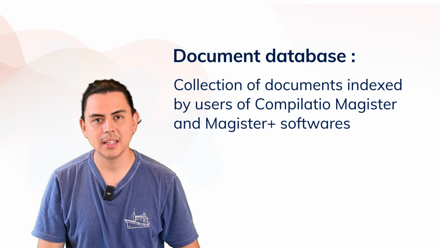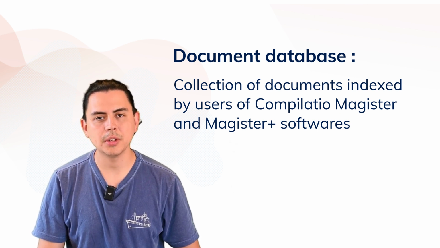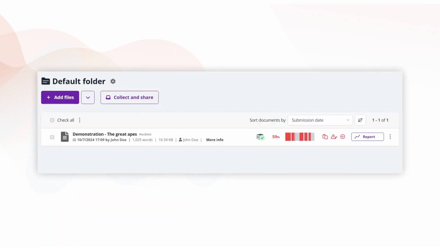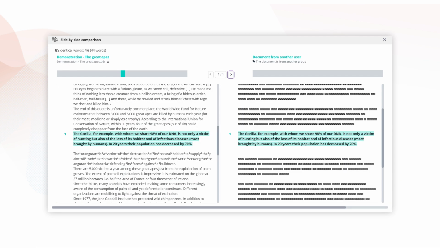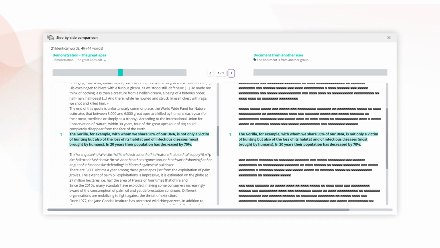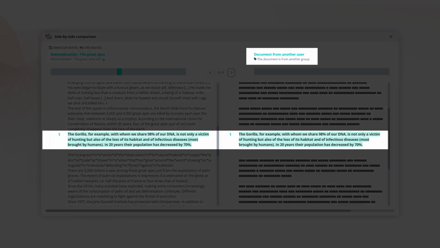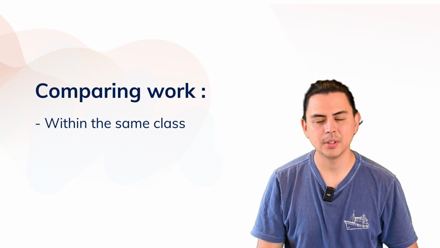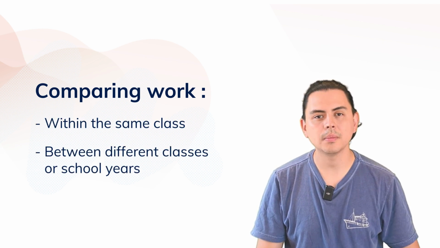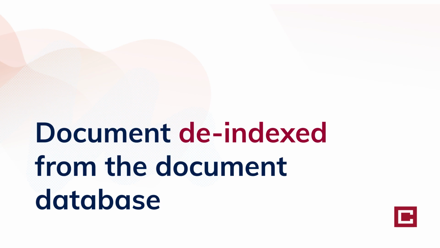The document database is a collection of documents indexed by users of Compilatio Magister and Magister Plus softwares. The contents are stored to detect similarities with other documents. This means that when you submit an assignment, Compilatio can compare its content with that of other documents already indexed to identify any similarities. This feature is particularly useful for comparing student work within the same class between different graduating classes or school years. Document deindexed from the document database.